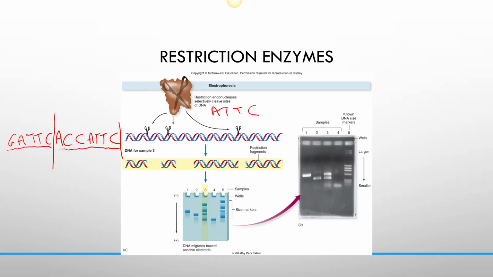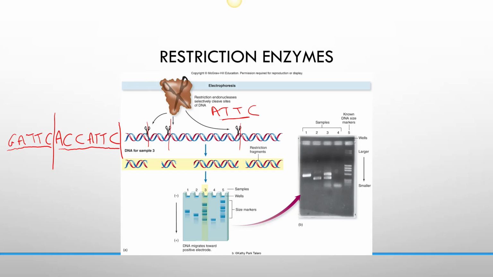And since DNA is double-stranded, it's also going to read in the opposite direction and cut any other ATTC sequences that it sees in a row. So anytime it sees that particular sequence, it's going to cut the DNA.